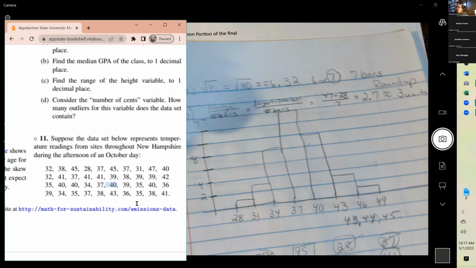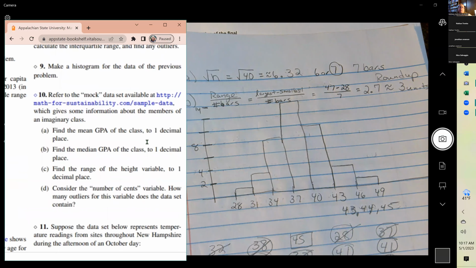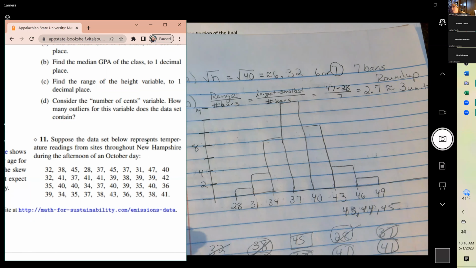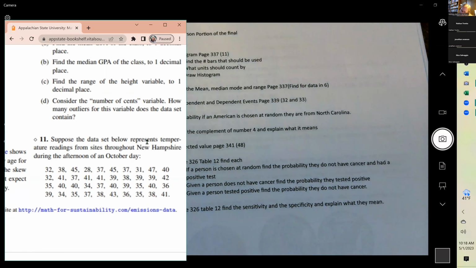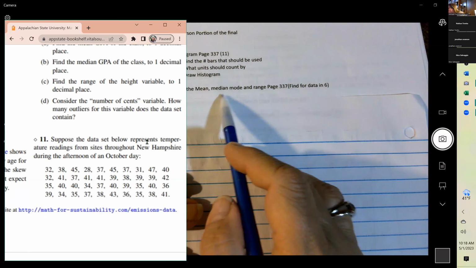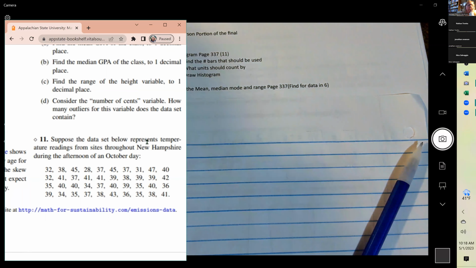Any questions on it? So you'll have to do a histogram. It's not this big, it's a lot smaller. And the numbers are in order. It wasn't that it was big, it was just they weren't in order. But any questions on it? Find mean, median, mode, and range. And I chose number 6 because it wasn't real big when you're talking about finding the mean.